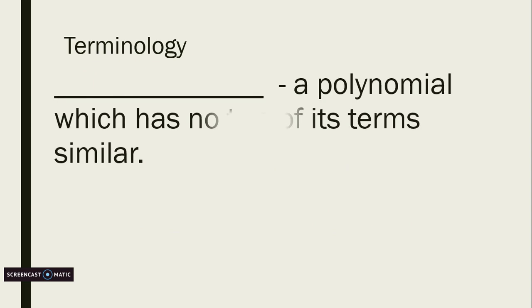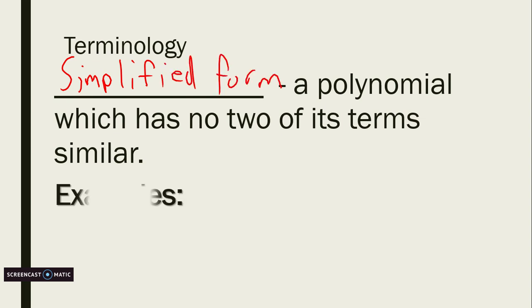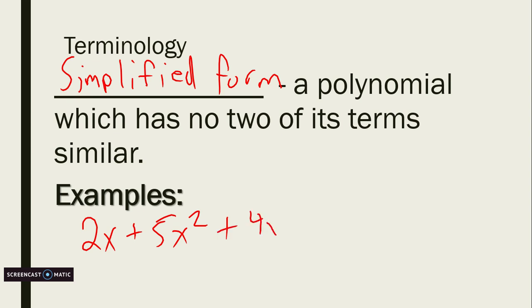Speaking of simplified form, simplified form just means that we can't combine any like terms. So 2x plus 5x squared plus 4x, that's not simplified form because we can combine 4x and 2x because they have the same variable and the same exponent. The 5x squared cannot be combined with the 2x and the 4x because they don't have the same variable and the same exponent. So simplified form would be 5x squared plus 6x.